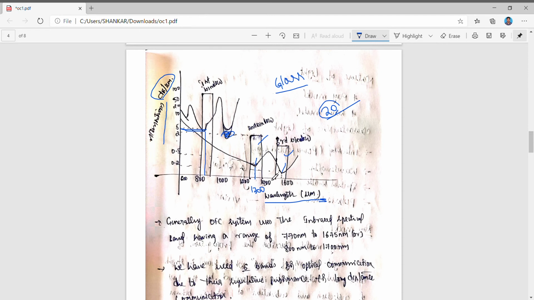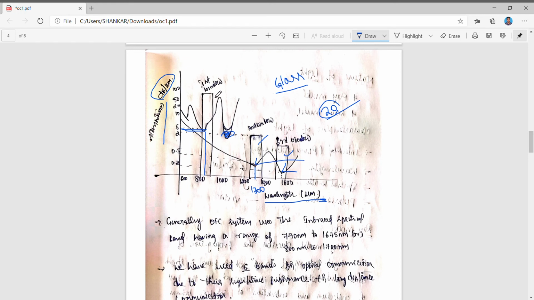These have a very high wavelength. See here, as compared to 600 nanometers, 1500 and 1300 are very high wavelength ranges. Not only the high wavelength, but at 1550 nanometers the attenuation is 0.2 dB. Here the attenuation is 0.5 dB. Sir, why are we using 0.5 dB? Already we got 0.2 dB attenuation here. This attenuation is very low as compared to the second window.